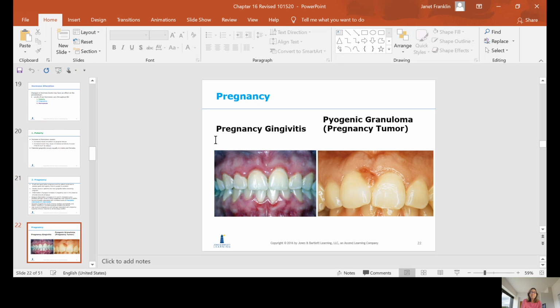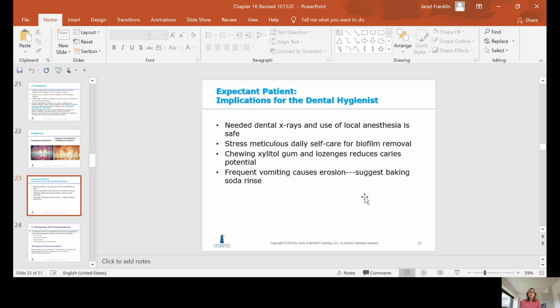And this is a picture of pregnancy gingivitis, and this is a picture of the pyogenic granuloma, both of which occur during pregnancy as a result of the increase in the hormonal levels. Implications for the dental hygienist: dental x-rays are allowed, and use of local anesthesia is safe. Sometimes you'll want to do a consult with the medical doctor if there are any complications associated with the pregnancy, just to be on the safe side.